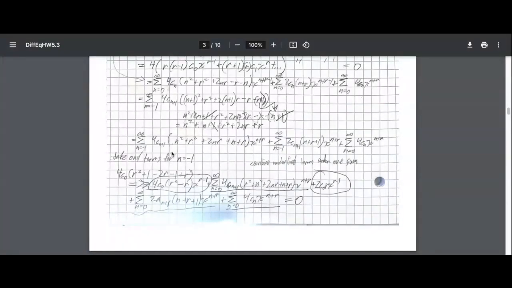So what we have to do is take out the terms for n equals negative 1. This allows us to take the original sum and just set n equal to 0, and then we'll have that nice x to the n plus r. That's what's happening here at the bottom of the page. The same thing has to happen for the first and second sum. The things circled here are the terms at n equals negative 1.